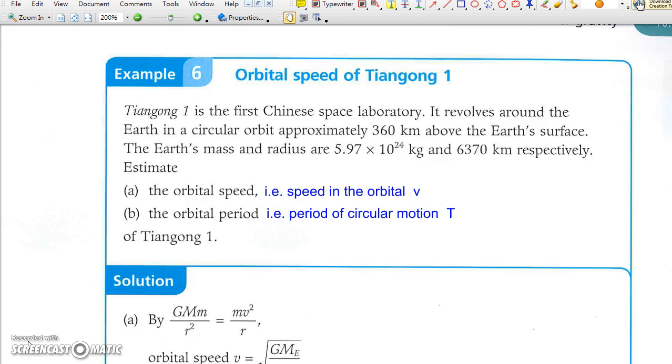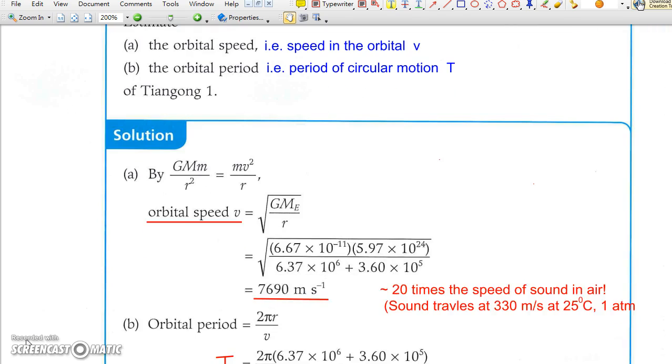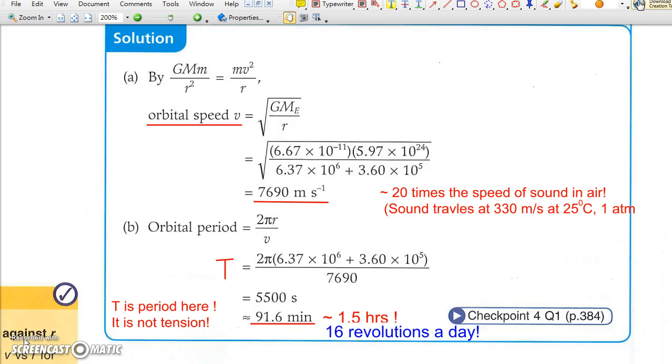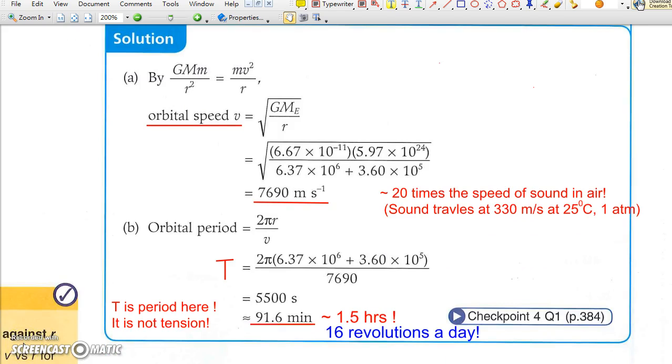Example 6. Using the above formula, we may find the orbital speed v and the period T of the space laboratory easily. The orbital period is about 90 minutes. And yes, all low orbit satellites orbit the Earth about 16 times a day.